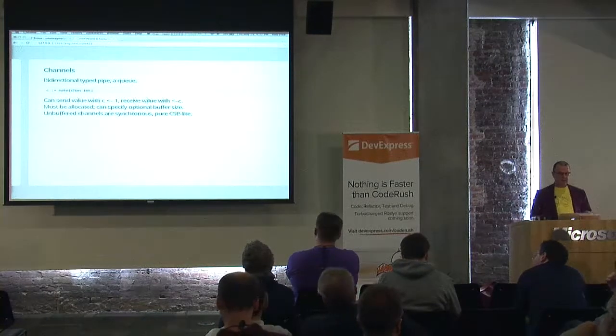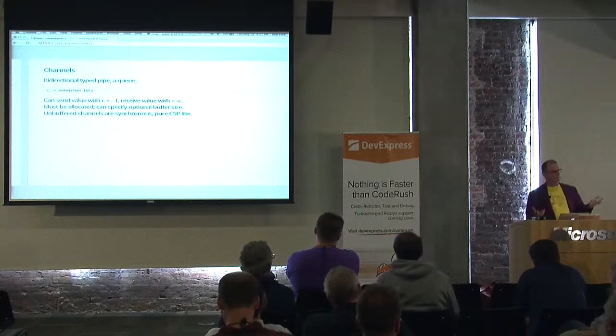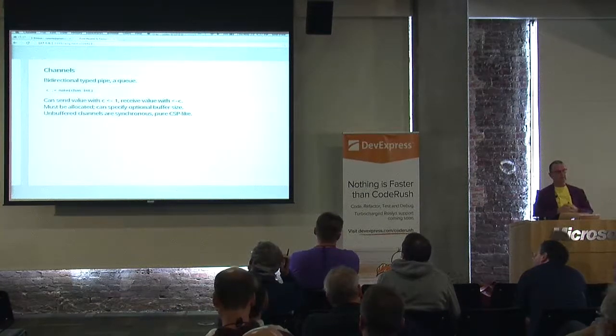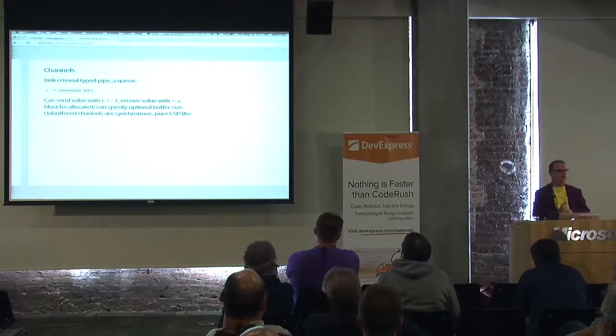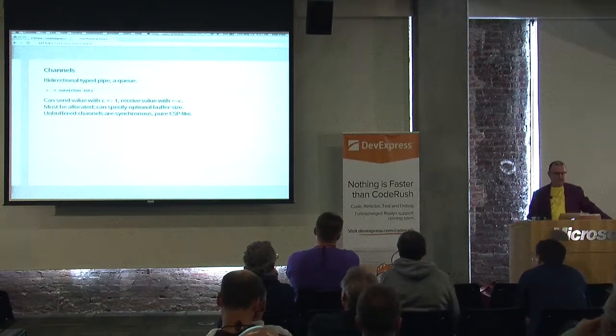They have to be allocated. When you allocate them, you can, if you want, although we try to discourage it most of the time, allocate a buffer size to go with it. If it doesn't have a buffer, then it's pure CSP synchronous channels. Those are much easier to reason about, but tend to be slower, because buffering helps you go faster.